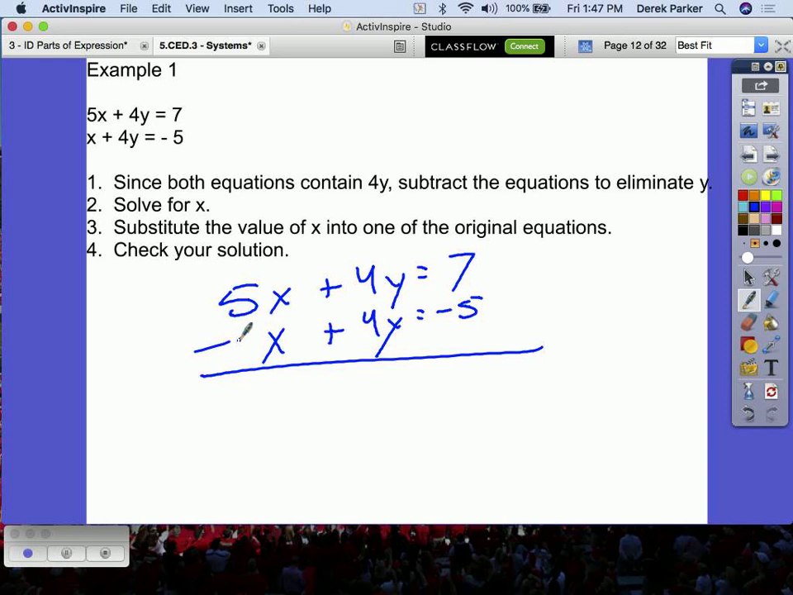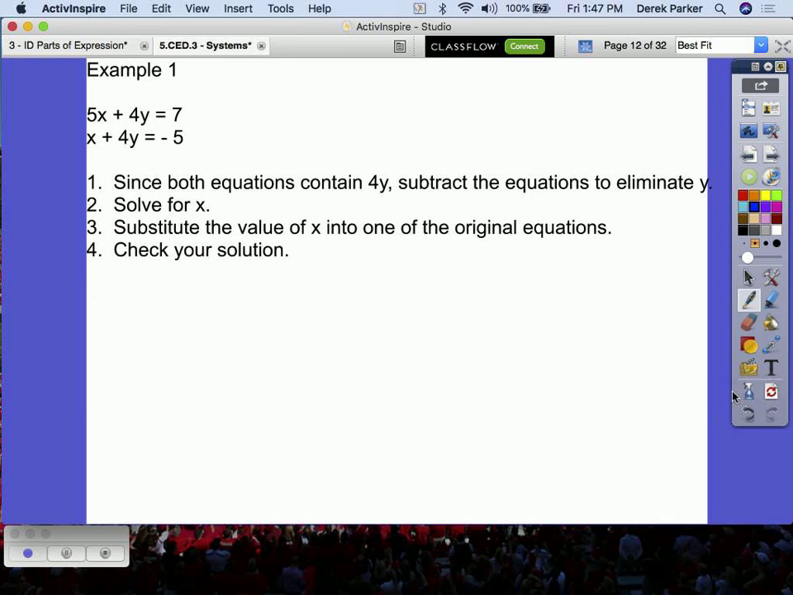5x minus x is 4x. 4y minus 4y cancels out. And then 7 minus negative 5 gives me positive 12. So now I've eliminated the y, and now I can solve for x. I divide by 4 on both sides, and I get x equals 3. But I'm not finished. I've solved for x, and I'm going to place that up here.